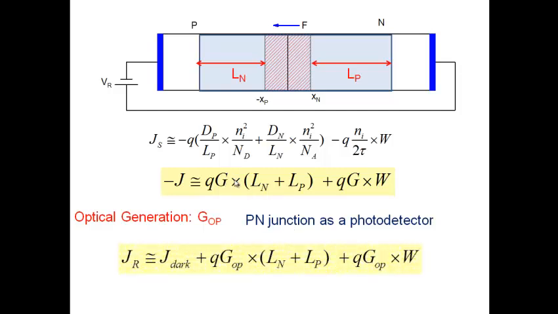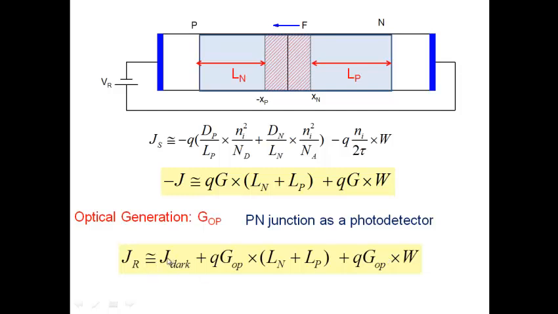And so you will get G thermal, which is all this part here, plus you will get Q GOP multiplied by Ln plus Lp plus Q GOP multiplied by W. So you get an additional current. The optically generated electron hole pairs, the hole will go here, the electron will go here, and you get an additional current, because reverse bias current is generation current.